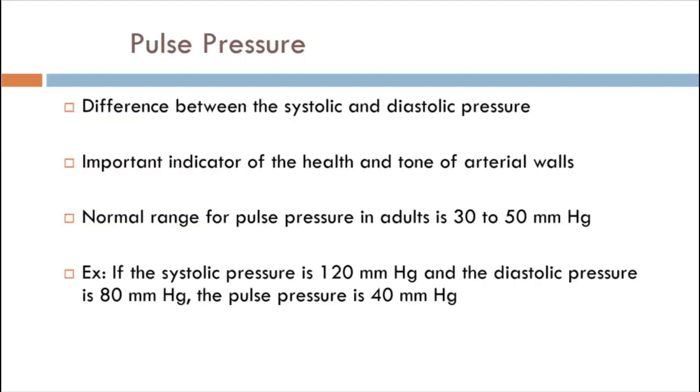Another value that is sometimes used, not in the fitness industry, but in the medical field, is the pulse pressure. And that's basically the difference between the systolic and diastolic. So if you subtract 80 from 120, your pulse pressure is going to be 40. So it's just a differential. We don't use it in the fitness industry, but if you ever see pulse pressure, it's not asking for blood pressure. It's asking for the difference between the systolic and diastolic.